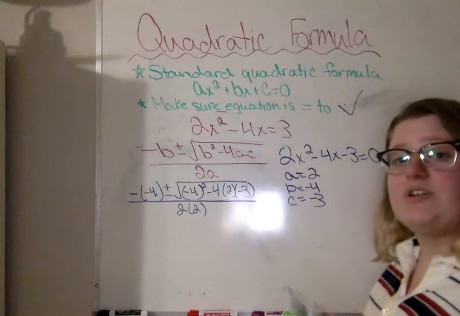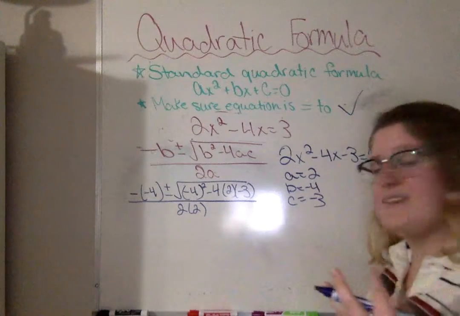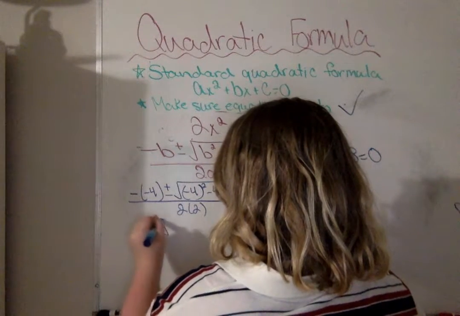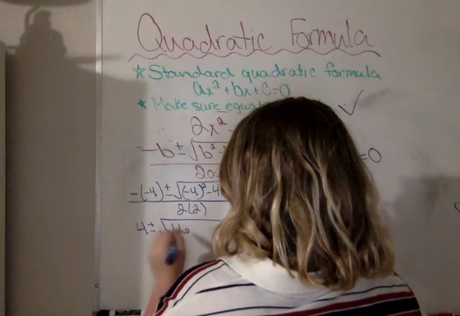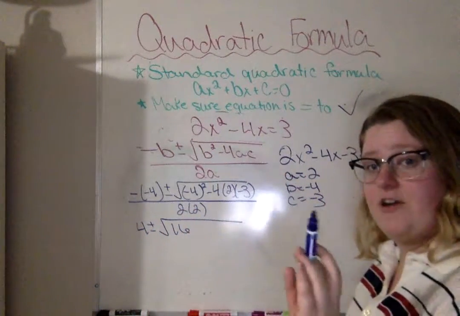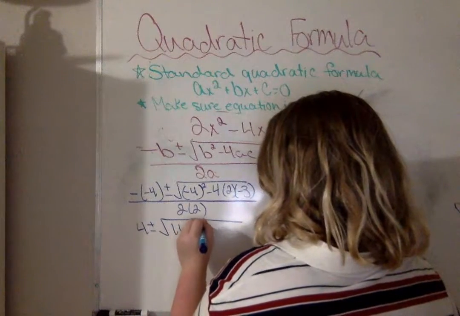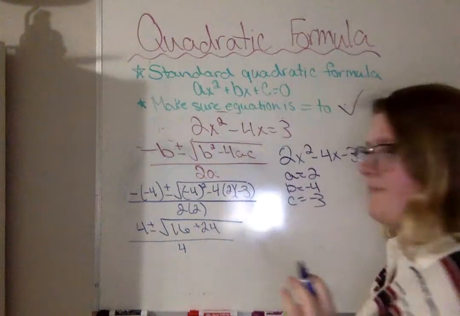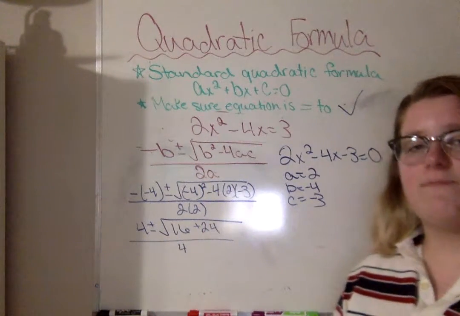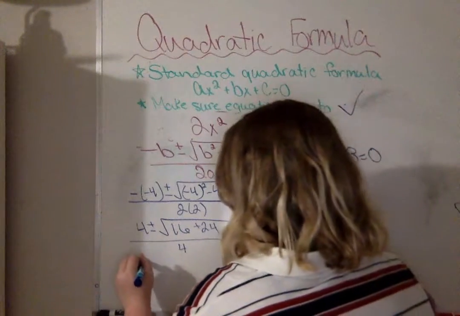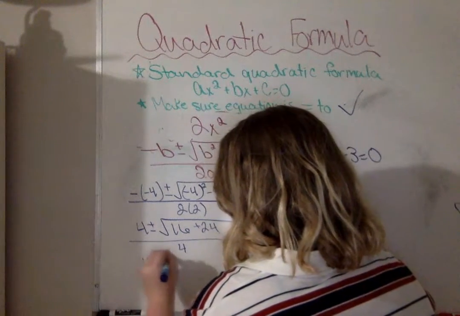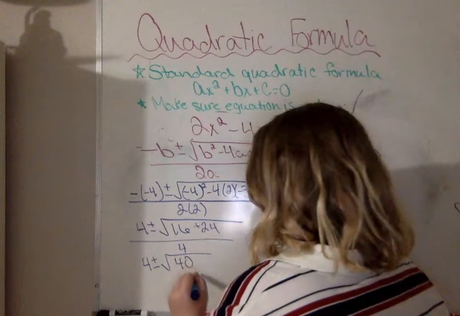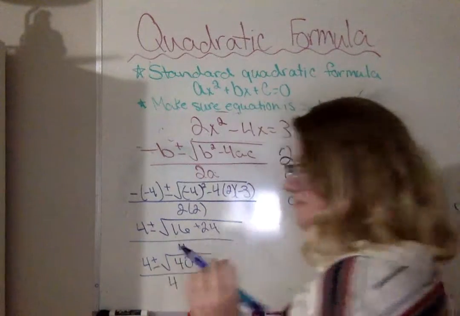So now we're just going to solve the equation normally like we did last video. And we're going to get 4 plus or minus the square root of 16, positive 16, may I remind you, that's very important, plus 24 over 4. Now all of this math has been fairly basic, and we're just going to continue by solving 4 plus or minus the square root of 16 plus 24, which is 40 over 4.